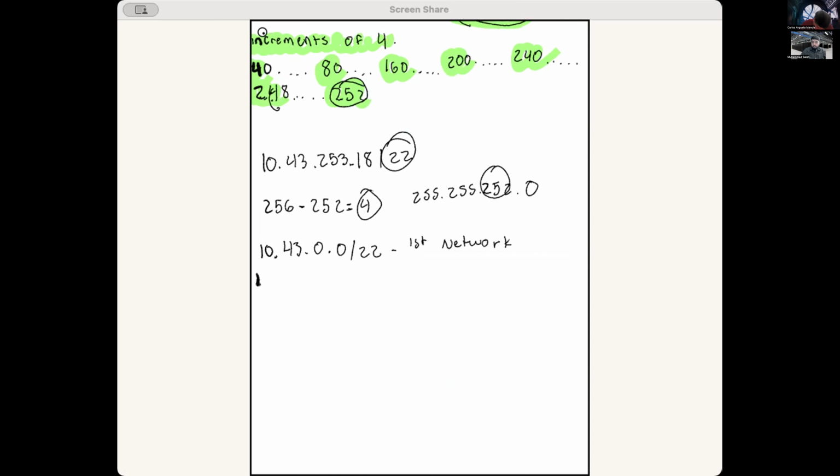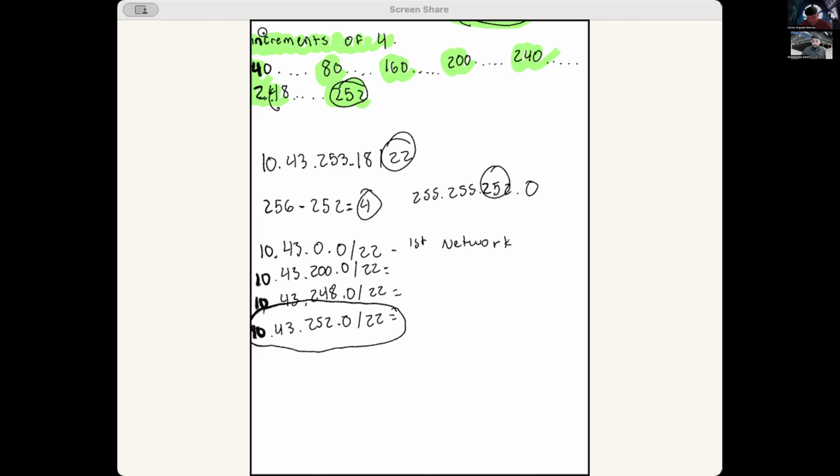The same applies to 10.43.200.0/22, then 10.43.248.0, and then 10.43.252. This is our network here. Yes, that makes sense. Yep, that is our network here.